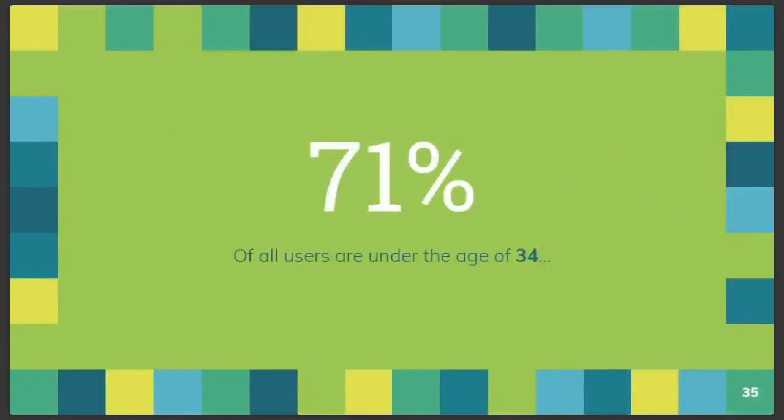Snapchat's user base is on the younger side, don't forget. 71% of all users are under the age of 34 years old. This means you need to carefully consider the type of content your young audience wants. That starts with a strong understanding of who your buyer personas are and what they want from you.